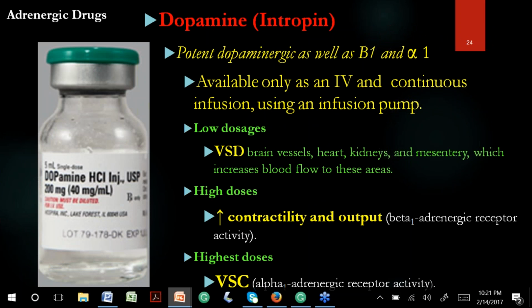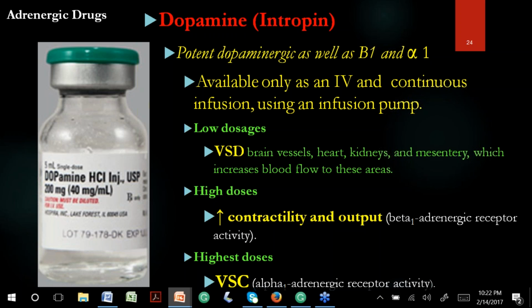All right, so dopamine has different effects. The main one is inotropic, and in low dosages it can lead to vasodilation. So the dose needs to be standardized, a certain dose where what we want is to increase the blood pressure. So in this case, we are going to give a dose that is going to increase the contractility and the output.